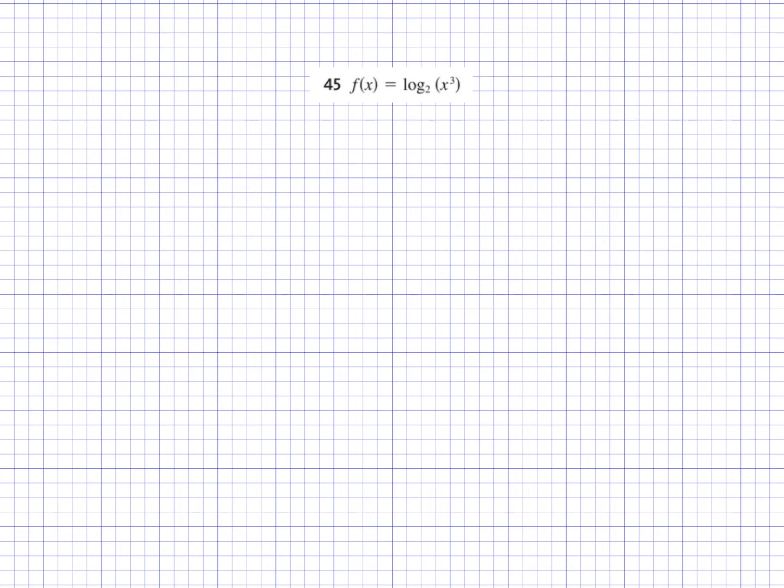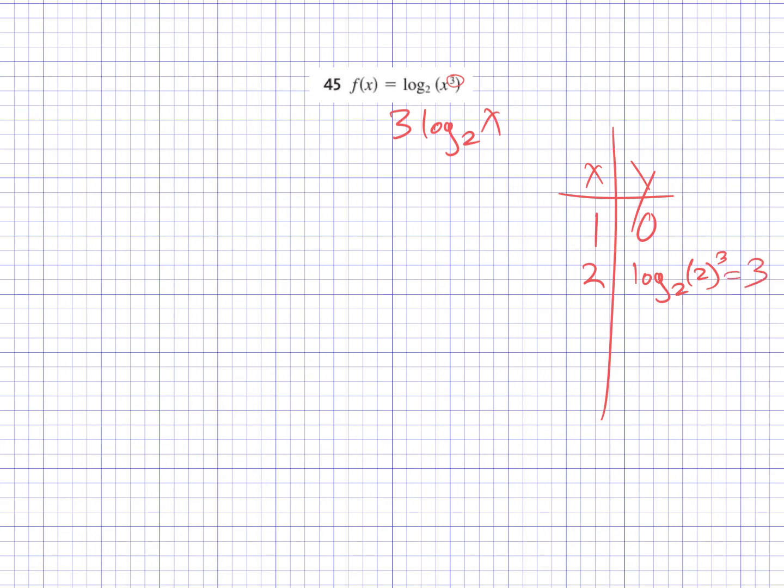All right. Now, it's the same thing, except you can't have negatives in here because when you cube a negative, you still get a negative. So this is only going to be in the positive area. So you could still put the 3 out in front here. And if you did an XY chart, when x is 1, you're still going to get 0 for y, and then times 3 is still 0. And since the base is 2, let's put 2 in for x. So that's log base 2 of 2 to the third, which is going to be 3.